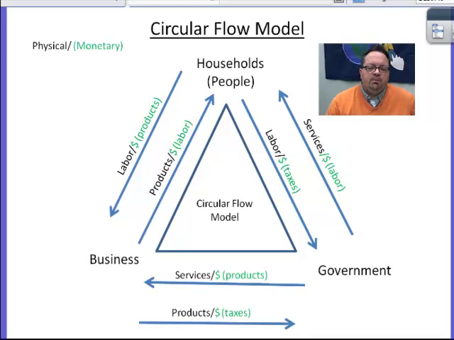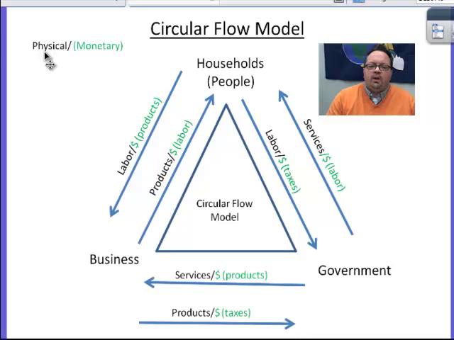This is a model that I kind of pioneered myself. I came up with the triangle because I feel it's much simpler than other circular flow models you might see and those you might see in college. So I tried to make it as easy to understand as possible. So I created a triangle to use it.